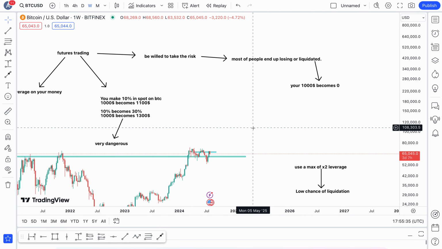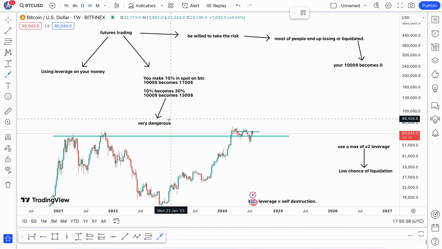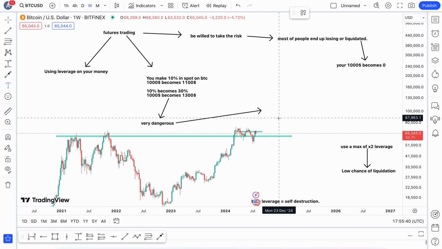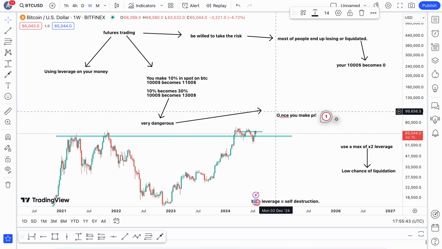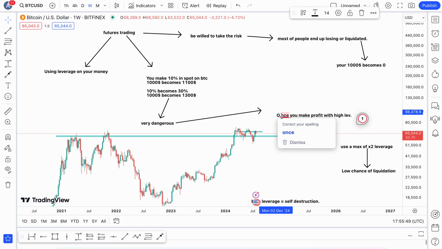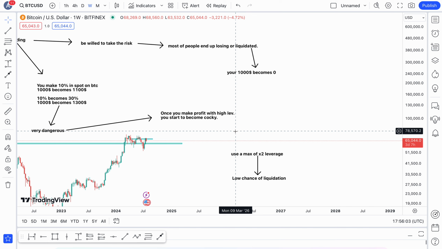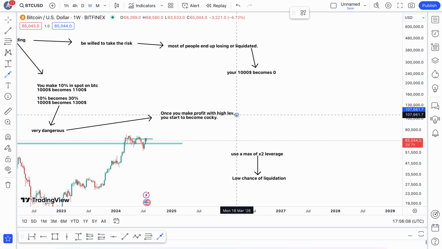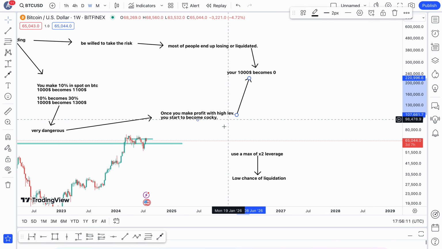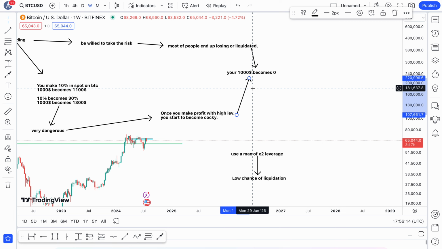So we can actually add this to the list. Once you make profit with high leverage, you start to become cocky. Like a little dickhead. You start to become cocky thinking that you found the magic money machine, that you found the magic strategy, and then guess what is going to happen? Guess what is going to happen? Your $1,000 becomes zero, you're going to get liquidated because you just got way too cocky.